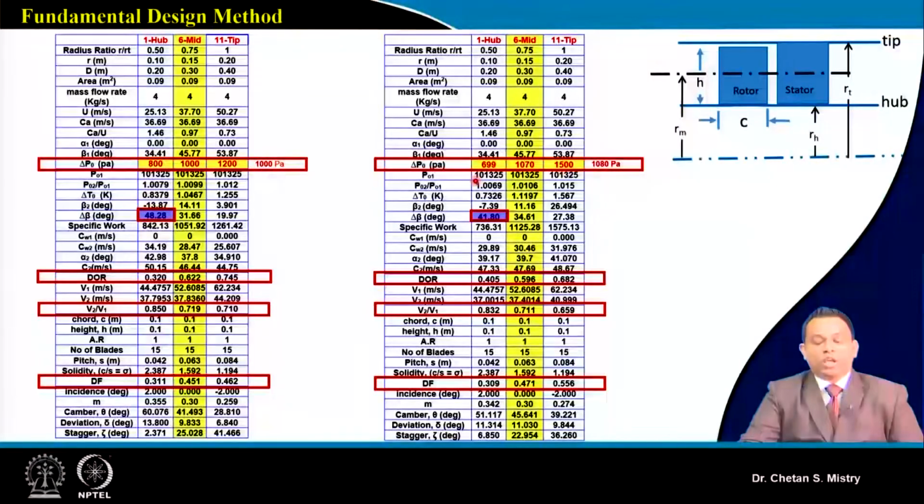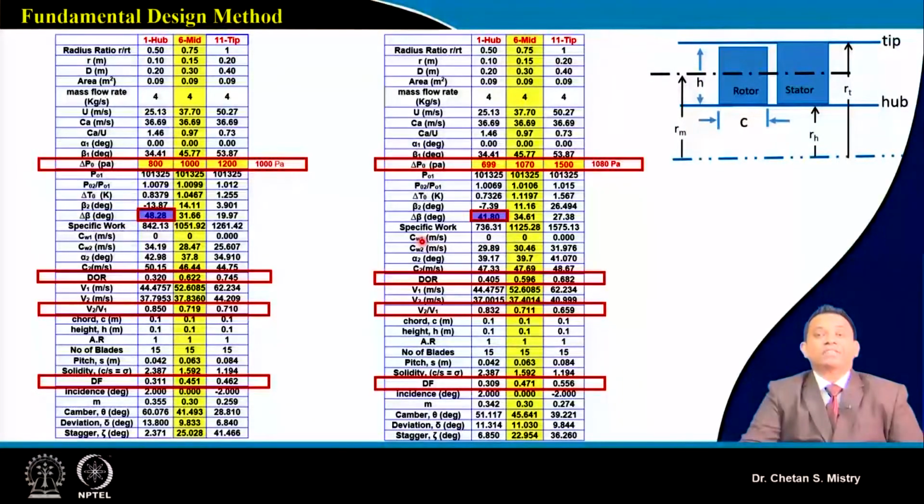And in order to do that, we have modified our delta P0 at hub to be 699. At mid station also we have modified it; in place of 1000 we will be taking 1070, and at the tip we will be taking 1500 Pascal. Overall, we are getting our total pressure rise coming to 1080 Pascal. Now when we do this modification, what will happen? That gives me my delta beta, which is reduced from 48 to 41.